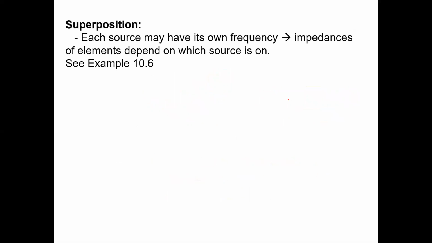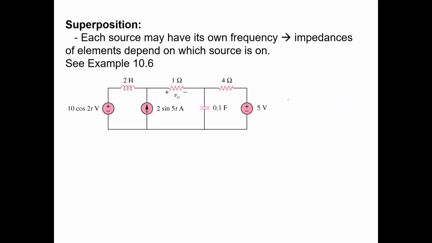Superposition is another really nice technique that we learned in DC circuits. And in this case, it can actually make sense where you might have a circuit with sources at different frequencies. So here's a circuit that has a DC source, a source with omega of 5, and a sinusoidal source with an omega of 2. You would not be able to solve this with one Phasor transformation.